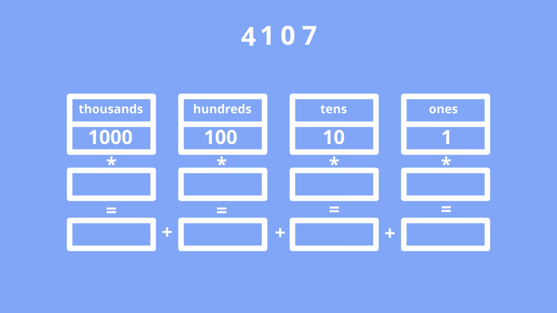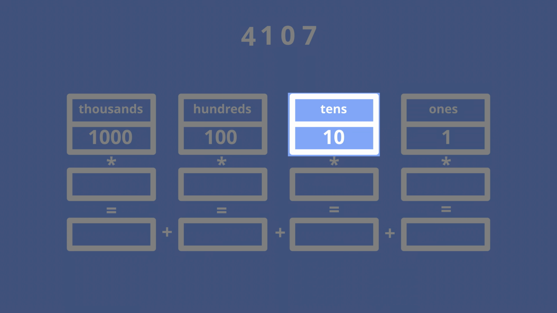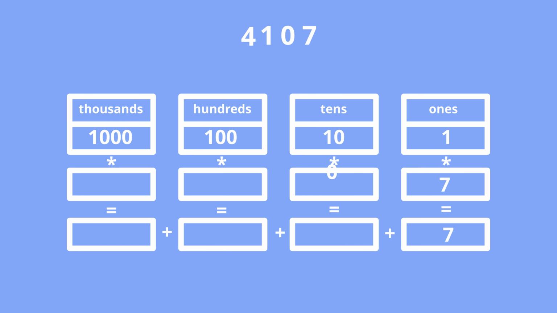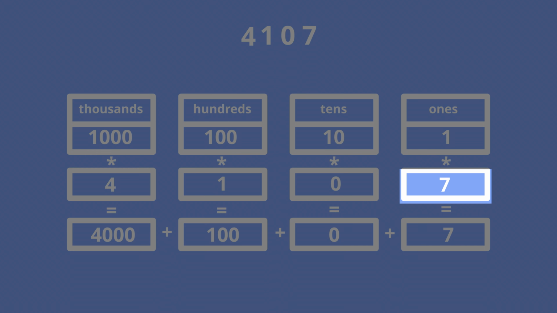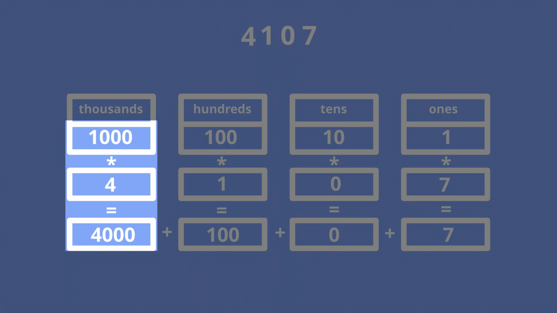Let's write out explicitly the weights of the positions as numbers. 1 for the position of ones, 10 for the position of tens, and so on. The positional base 10 number system interprets our number as 7 times 1 plus 0 times 10 plus 1 times 100 plus 4 times 1000.